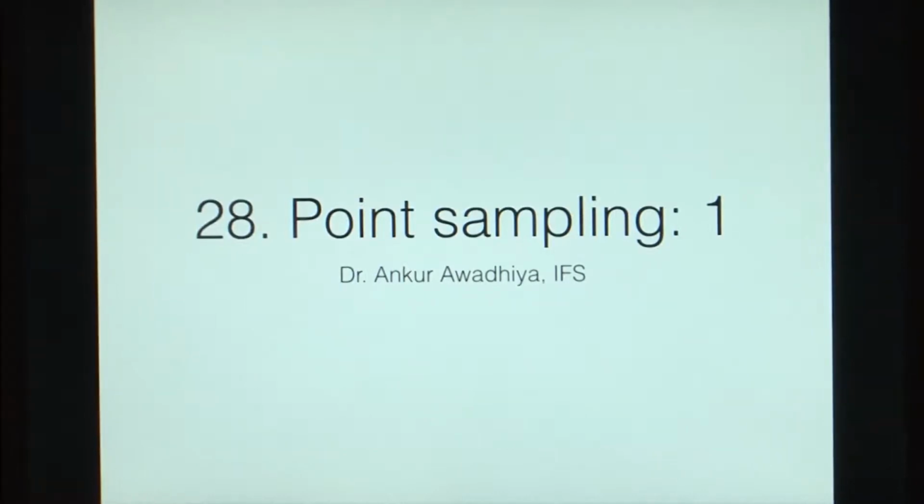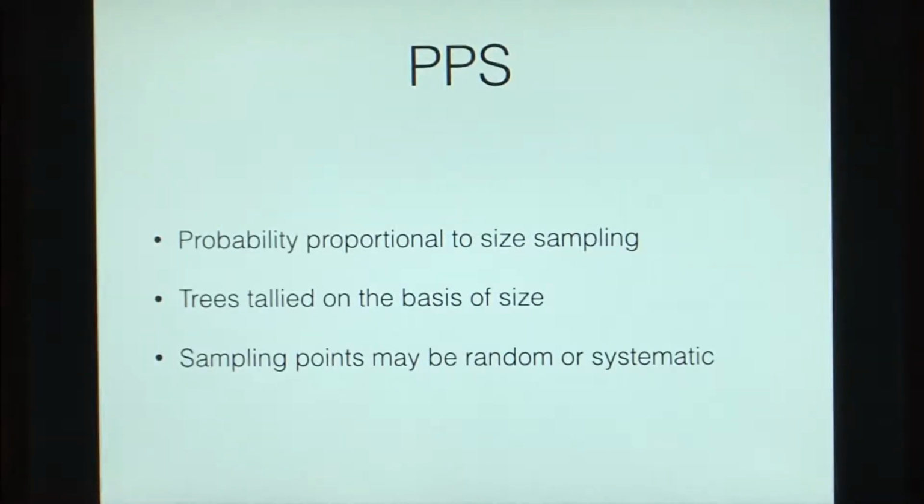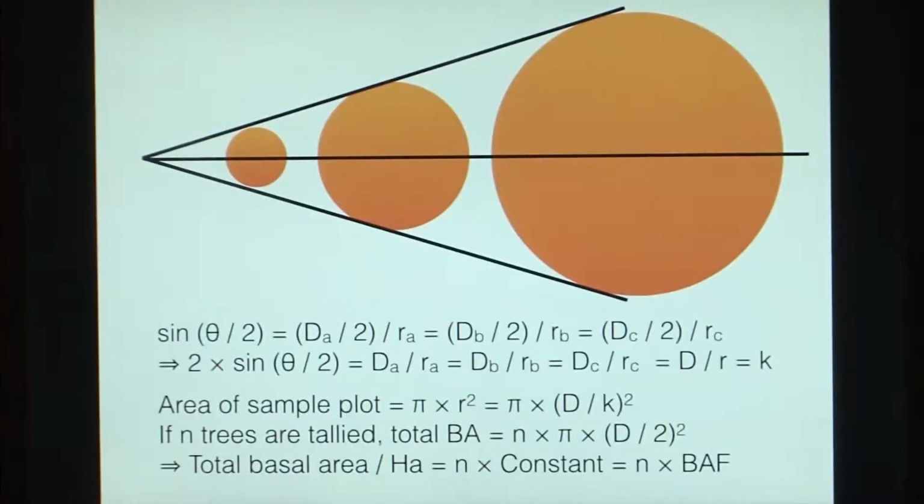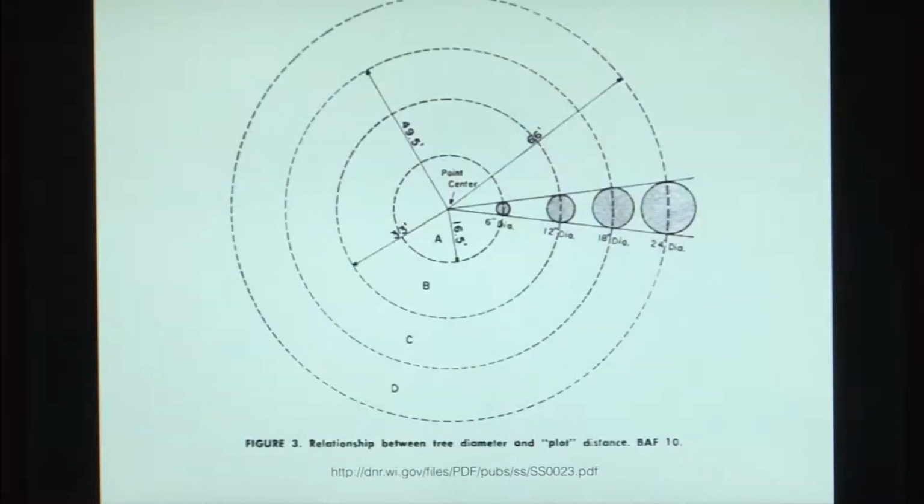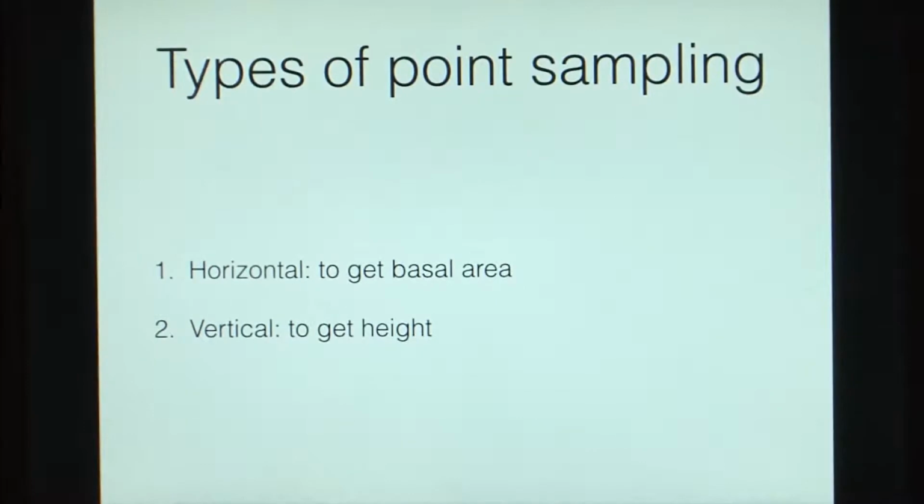Next we looked at point sampling. Point sampling is a sampling that goes by the name of PPS, that is, probability proportional to size sampling. In this case, if we maintain a constant critical angle, we can use that critical angle to get the sum of the basal areas of trees, and we can also use it to get the basal area of the stand by using the equation that the basal area of the stand is equal to n times the basal area factor. Now, this basal area factor is computed from the critical angle. There are two types of point sampling. It can be done in a horizontal fashion to get the basal area, or it can be done in a vertical fashion to get the height.